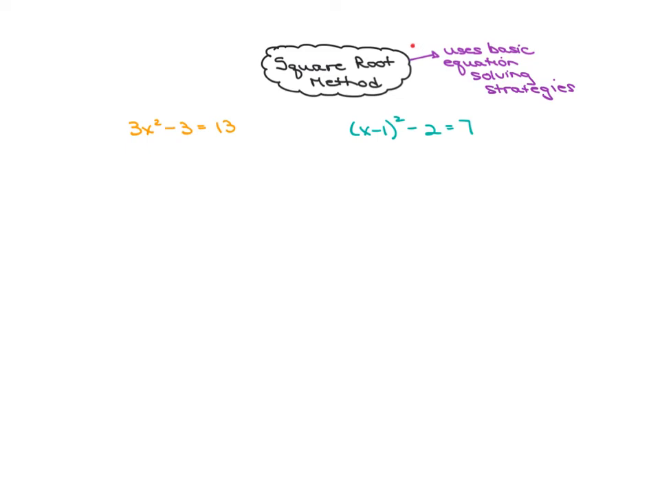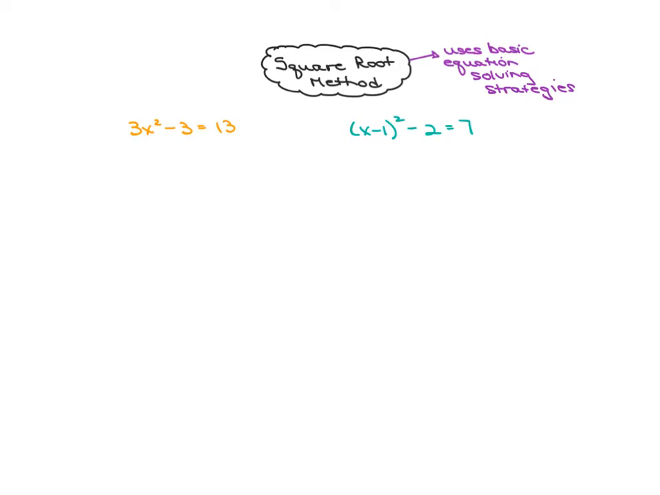In this lesson, you're going to learn how to use the square root method for solving quadratic equations. Now, we're going to start by solving two equations together, and then we're going to discuss what types of quadratic equations can be solved using this technique. Now, I think the most important thing about the square root method is really we're doing nothing special. We're just using our basic equation solving strategies that we already know about.